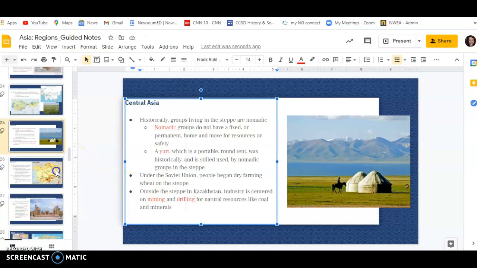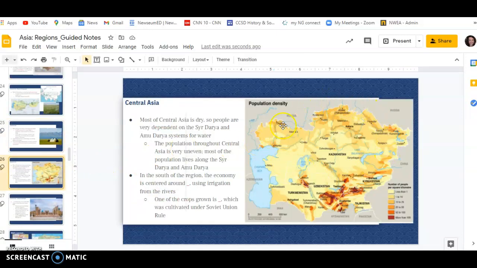Now, Kazakhstan, of course, is only the northern part of Central Asia. We have 4 other countries down here, primarily in the south. Most of Central Asia, including this lower part, is dry. So people are very dependent on the Syr Darya and the Amu Darya systems, rivers down here, for water. The population throughout Central Asia is very uneven. Most of the population lives along the Syr Darya and the Amu Darya river systems.